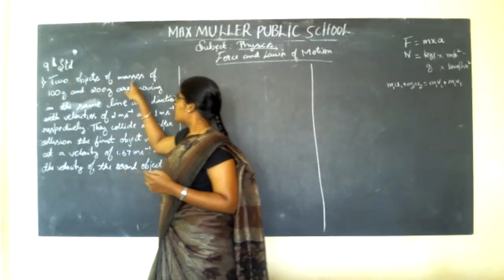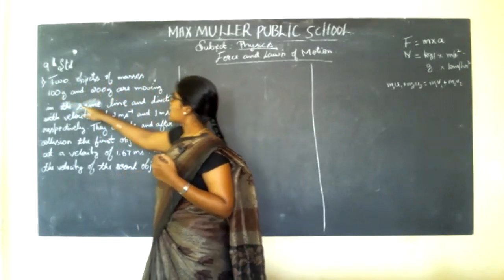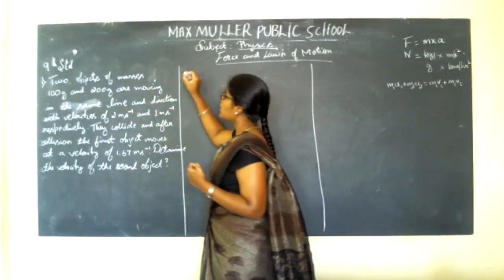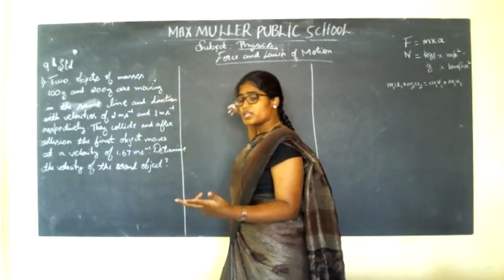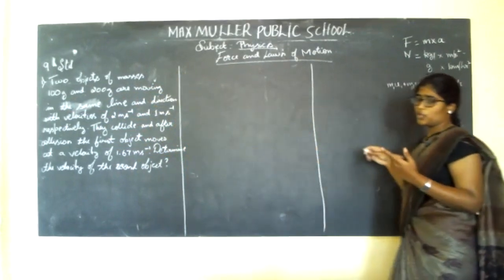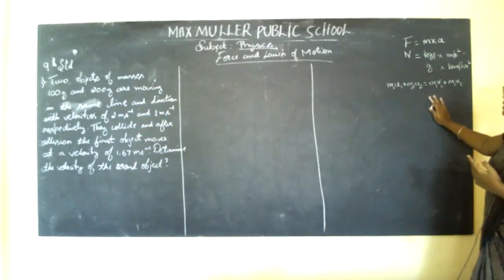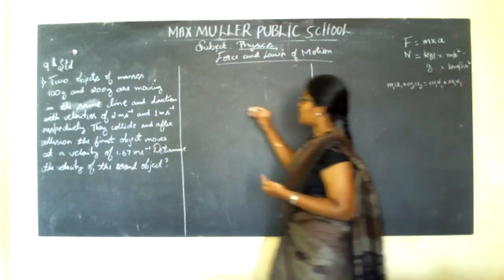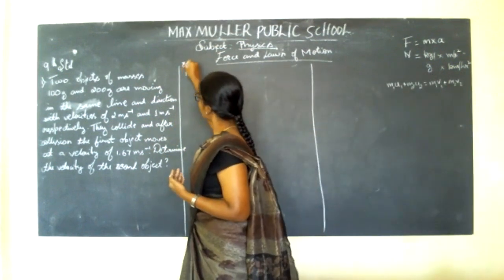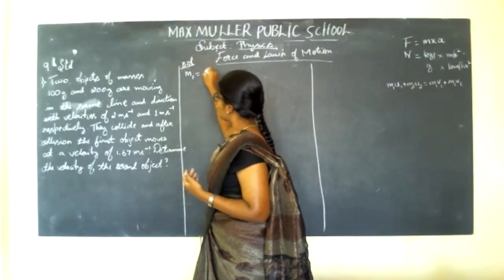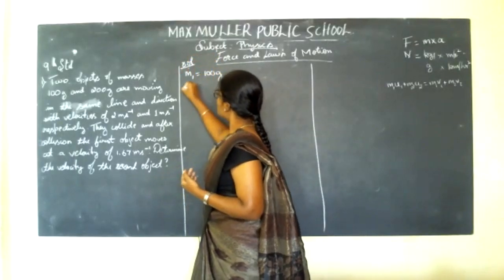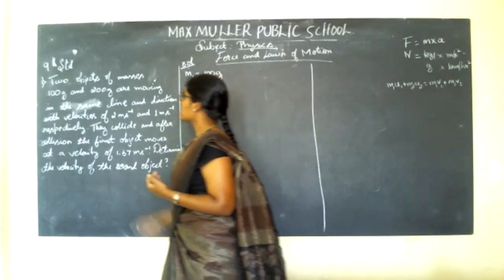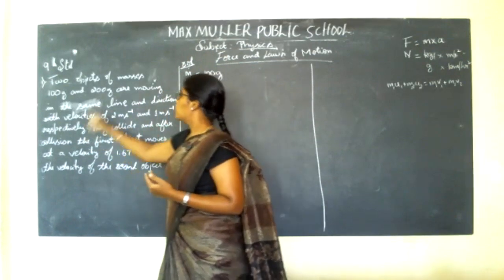Two objects of mass 100 grams and 200 grams are moving in the same line. They have given two objects. So when there are two objects, which formula should you remember? You are going to remember the change in momentum, that is the conservation of momentum formula. Solution: the mass of the first object will be 100 grams. The mass of the second object will be 200 grams. Clear? They are moving in the same line and direction with the velocity.